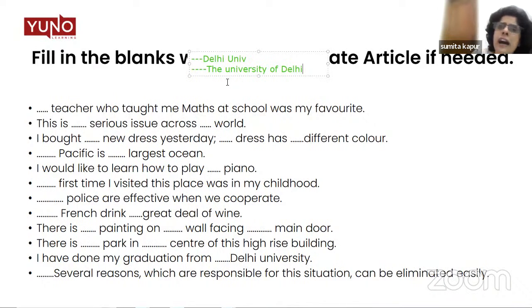And common nouns can get prefixed with the. So it would be, I have studied from Delhi University, no article needed. But I have studied from the university, because university is coming first. And that is why we say a university is a common noun. So I hope this point is clear to everybody.